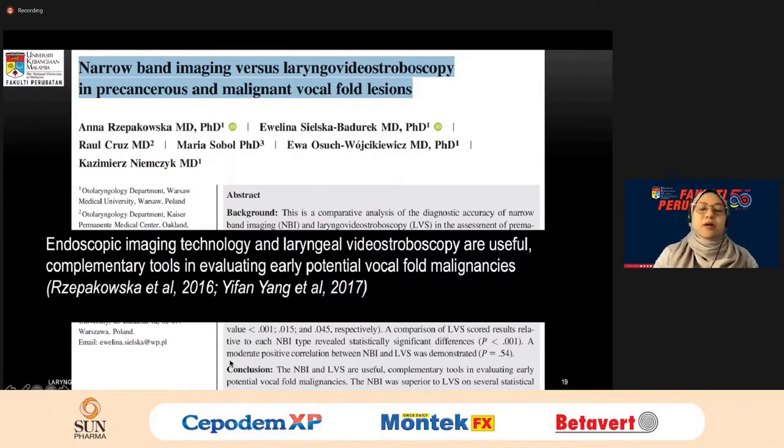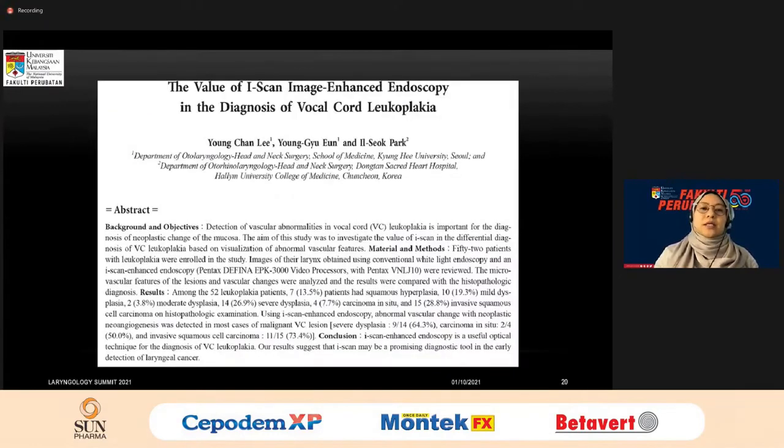So in this study, it has shown that by combining the video stroboscopy and the high resolution digital endoscopy, in which this study used NBI, it is a useful complementary tool in evaluating early potential vocal fold malignancy. It enhances the diagnosis.